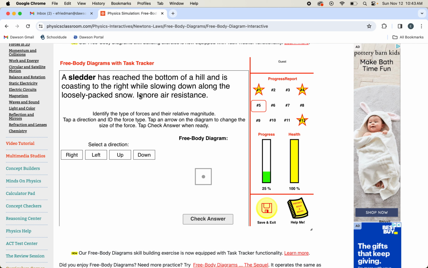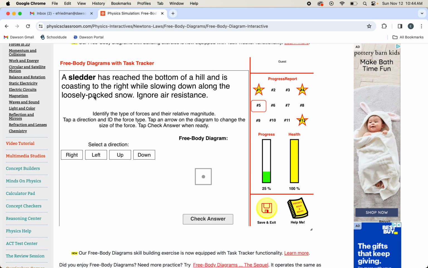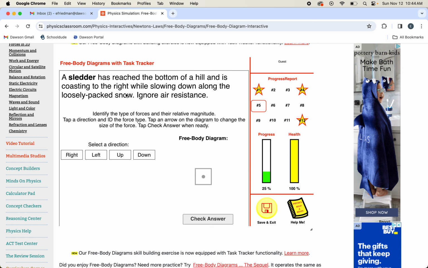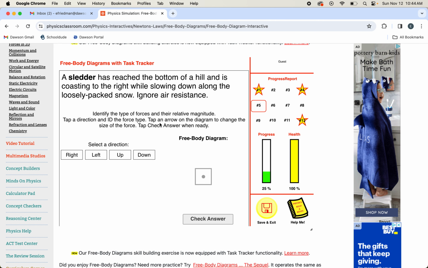So let's just think about this one. I'm going to describe it to you, and then I'm going to let you do it on your own. A sledder has reached the bottom of a hill and is coasting to the right while slowing down along loosely packed snow. So moving to the right and slowing down. So that's the same thing. We're going to have a net force in the left direction. We're going to have a gravity force, a normal force, and a friction force, and we're not going to have air resistance. This is going to be really similar to the last one.